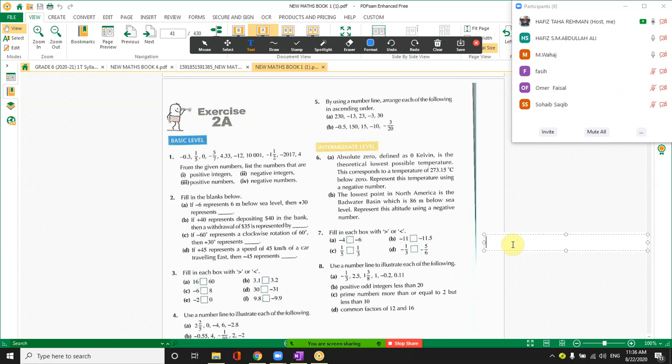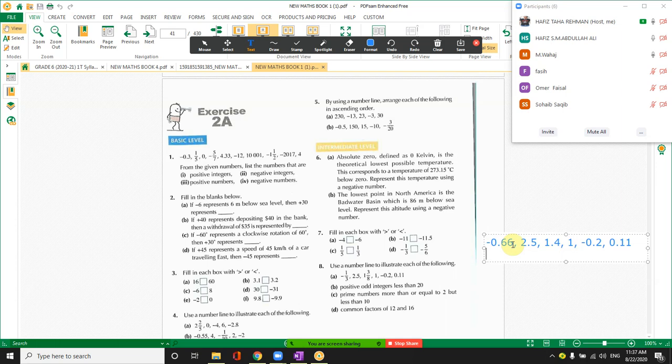-1 upon 3, which is -0.66. Okay, 2.5 as it is. 1 whole number 3 upon 8 means 8 ones are 8, plus 3, so 11 upon 8, which is nearly equal to 1.4. Then we have the value 1, then -0.2, then 0.11. So we have these 6 values. Now you need to tell me which value is the smallest among all.